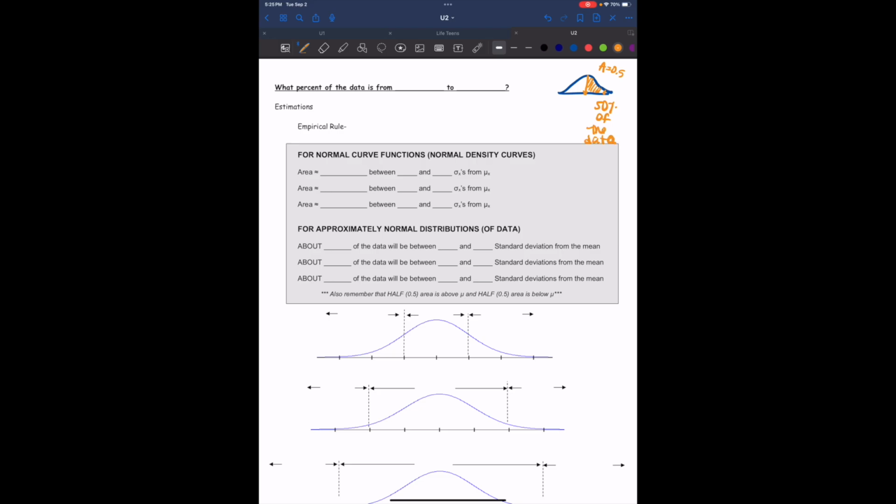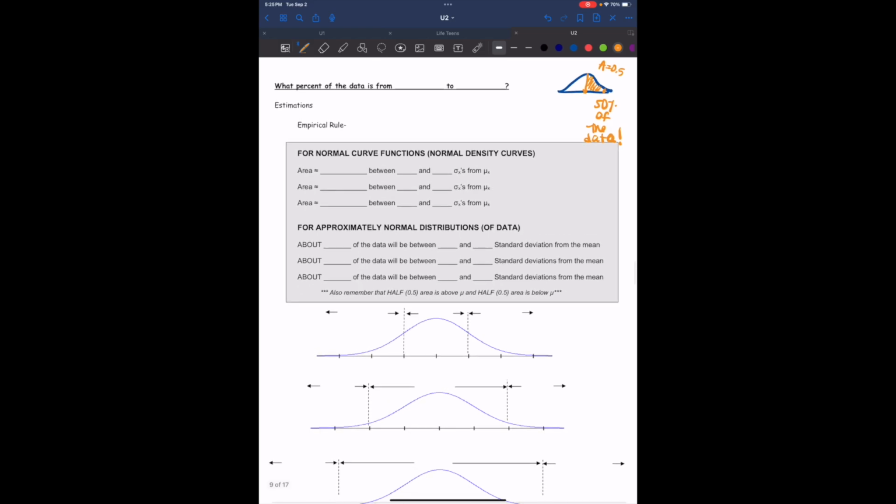We already talked about the area that a curve is shaded being proportional to the percent of the data that is there, right? Because there's lots of infinite little data dots. So the empirical rule breaks this up into some nice feelings that allows us to quickly get a judgment for how much data we're talking about.